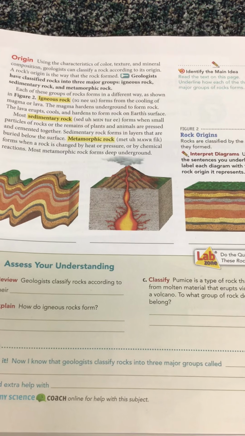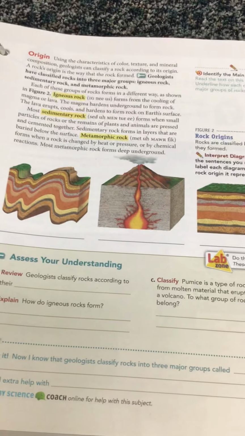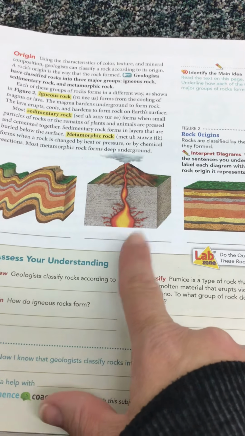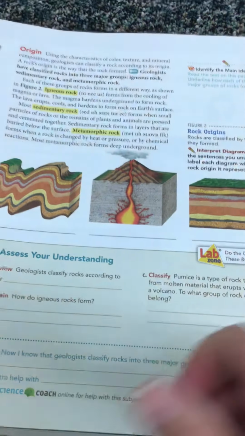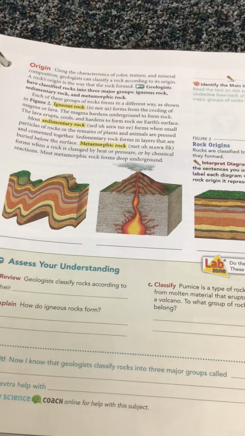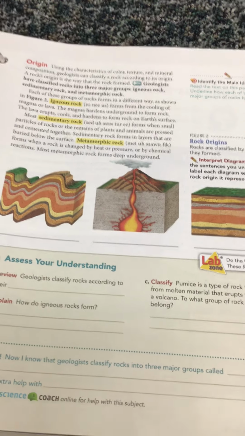As shown in the figure, igneous rock forms from the cooling of magma or lava. So that would be picture number 1 right here. This is new rock. It's newborn. It's from magma. Magma hardens underground to form rock. The lava erupts, cools, and hardens to form rock on Earth's surface.